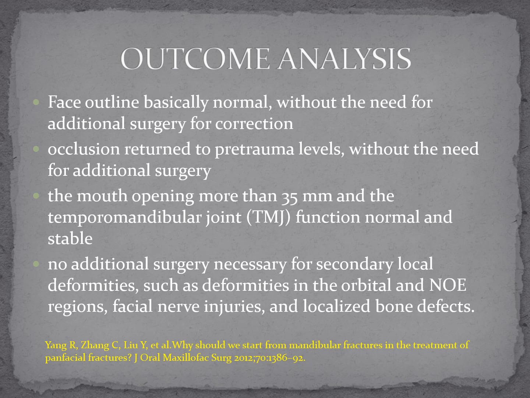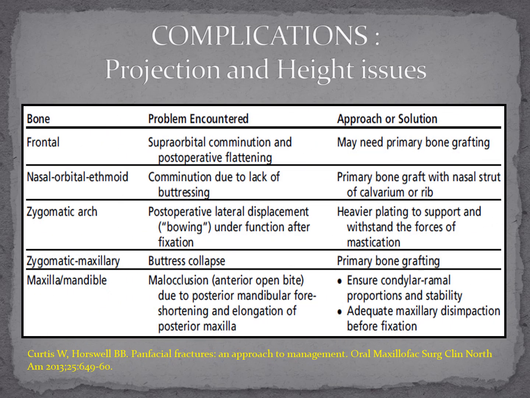A mouth opening of more than 35 mm is always desirable, and a TMJ function which is normal and stable is also desirable. And the need for no additional surgery for secondary local deformities such as that of the orbit or the mesoethmoid region, as well as facial nerve injuries and localized bone defects, should again form a very important parameter when it comes to the outcome analysis.